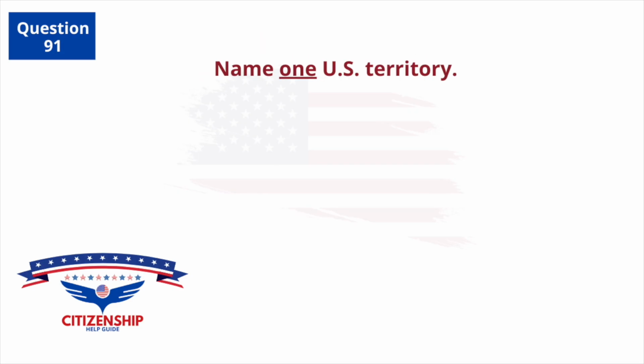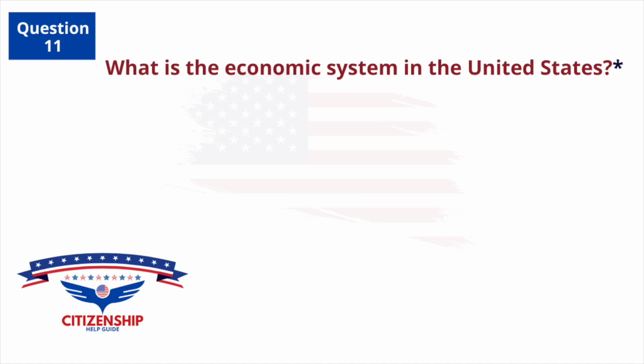Name one U.S. territory. Guam. What is the economic system in the United States? Capitalist economy.